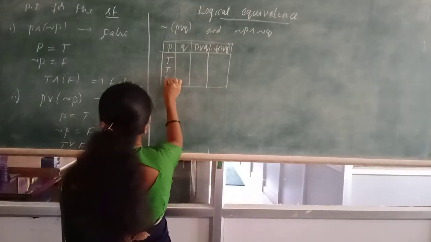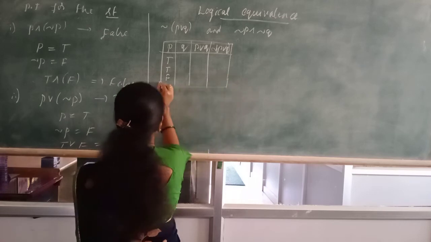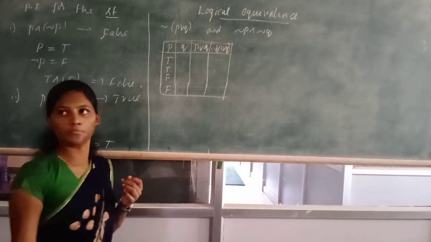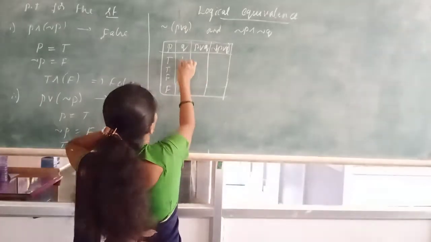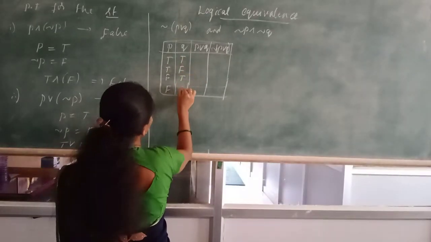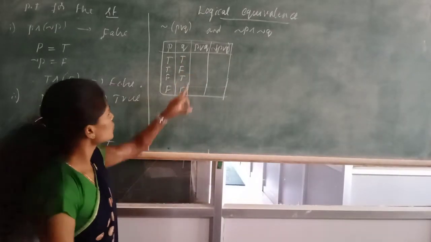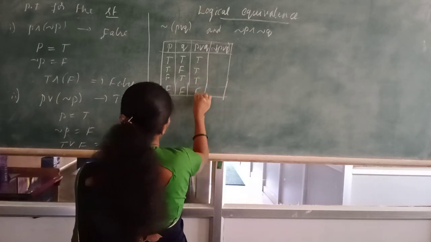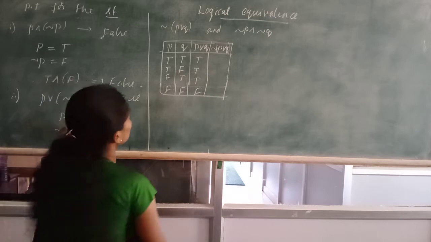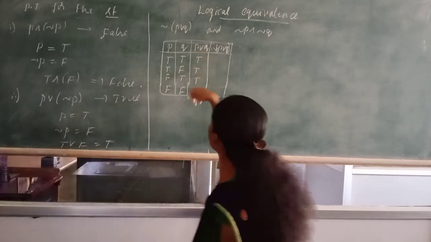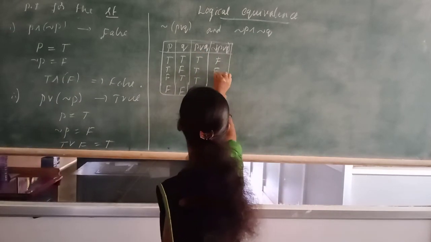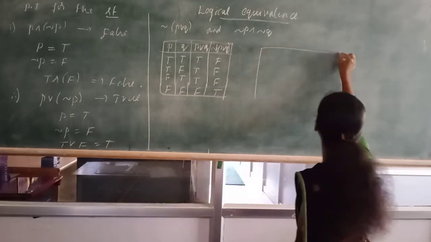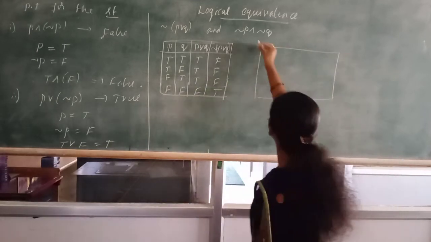True, true, false, false. And Q: true, false, true, false. So P or Q: true, true, true, false. So negation is the opposite of this one: false, false, false, true. Same construction for this one.